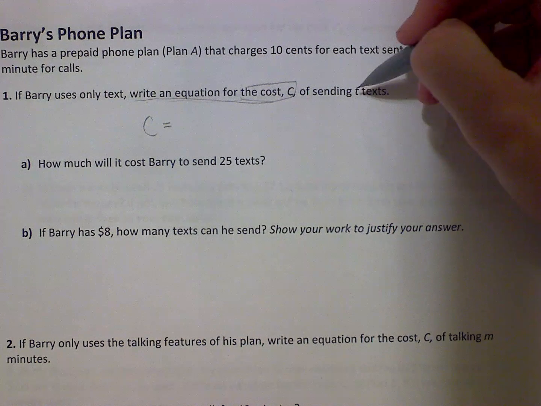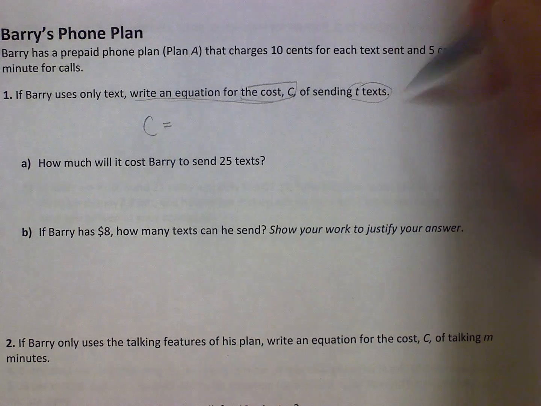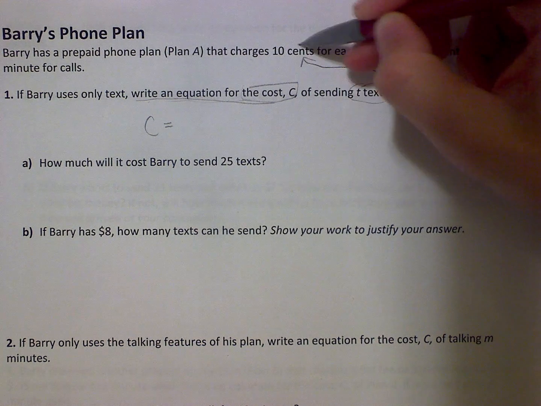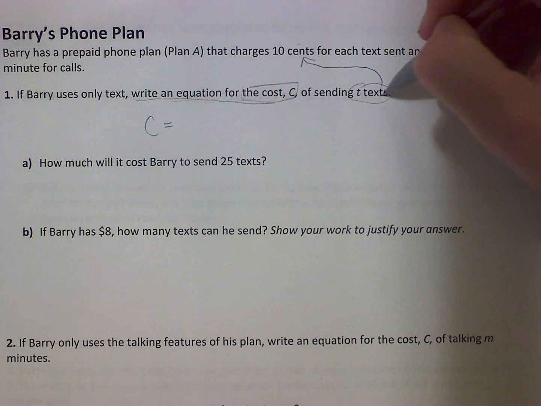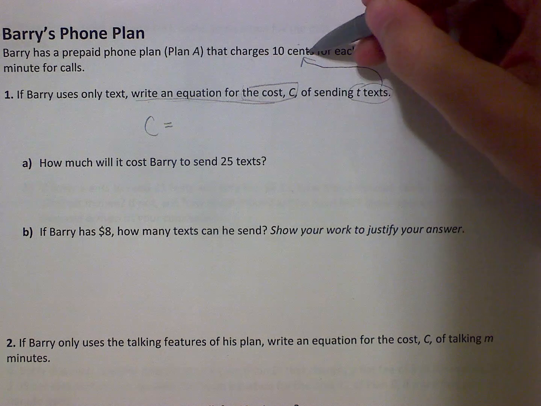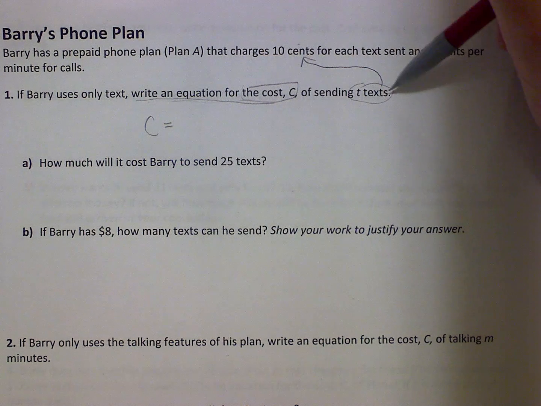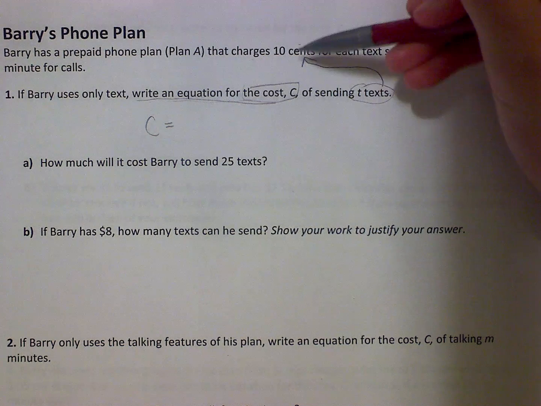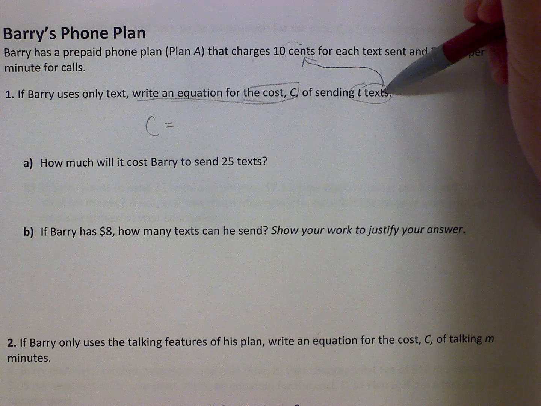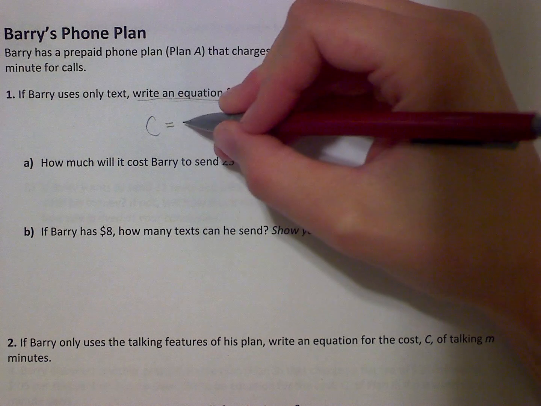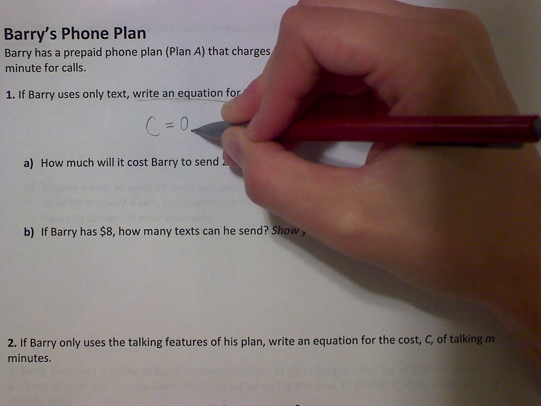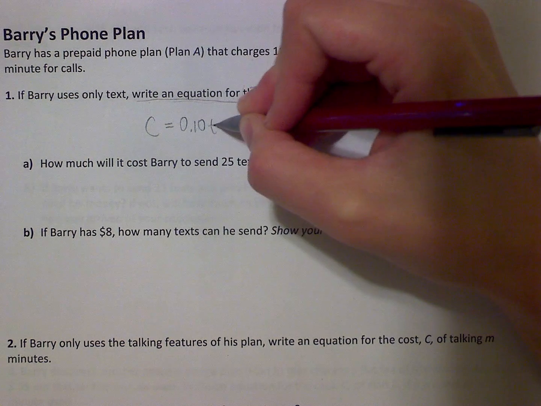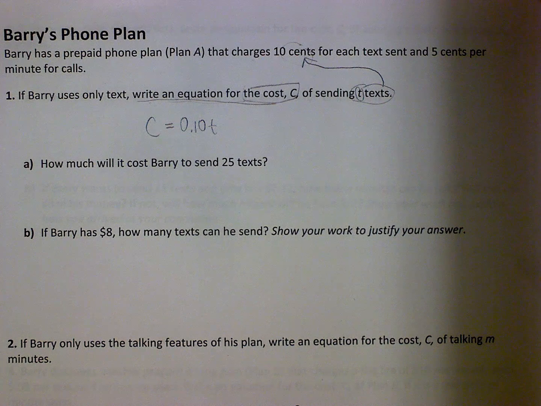So I wanted an equation that gives me the cost of sending T text. And how much is each text? It's 10 cents for each text. So that means every time I send a text, it's going to cost me 10 cents. So if I send one text, it's only 10 cents. But if I send 7 texts, then it's 70 cents. So what operation is that? That's multiplying. I take 10 cents and I multiply it by however many texts I send. So let's write 10 cents, and that's written like this, times the number of texts I send, which is T. So there we go. It's 10 cents times T.